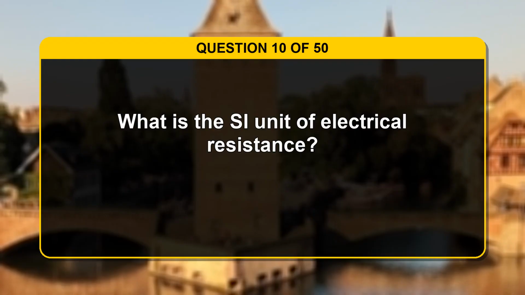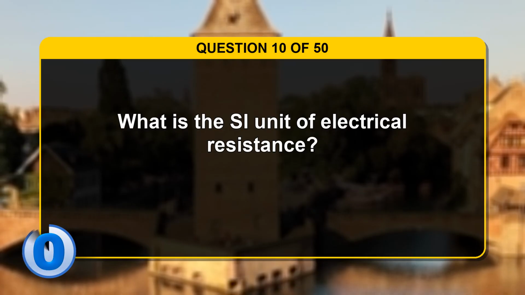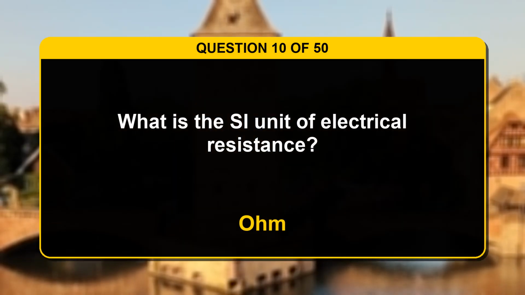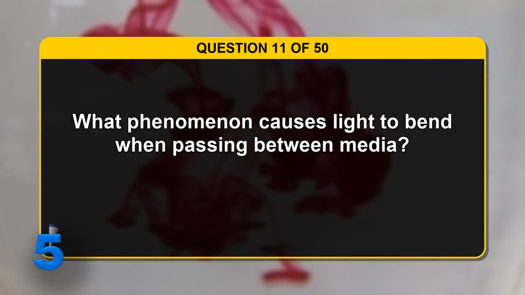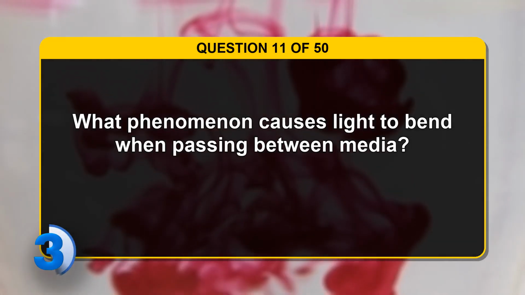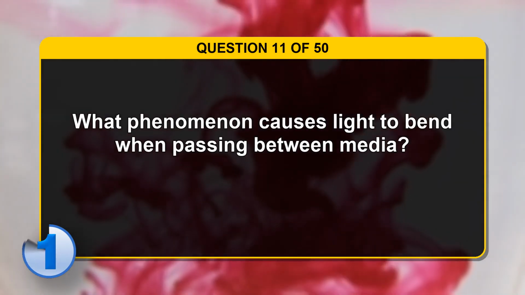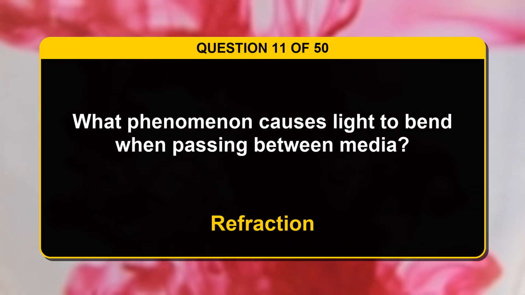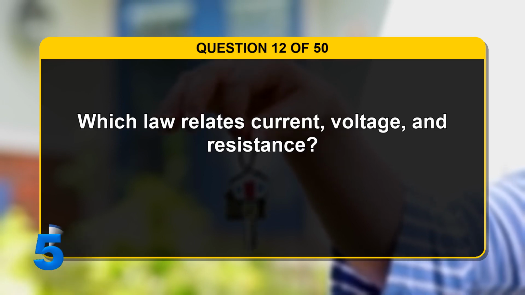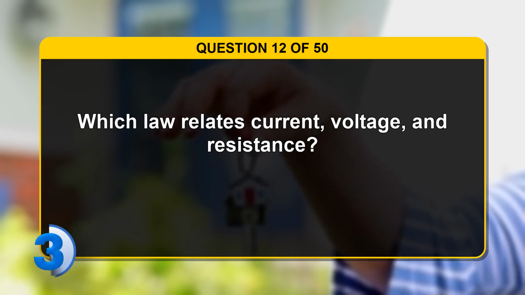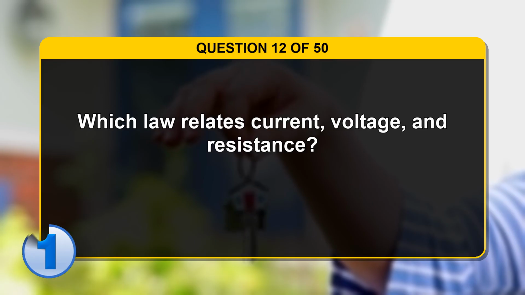What is the SI unit of electrical resistance? Ohm. What phenomenon causes light to bend when passing between media? Refraction. Which law relates current, voltage, and resistance? Ohm's law.